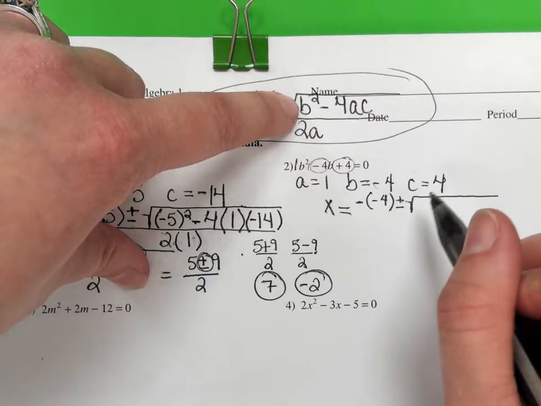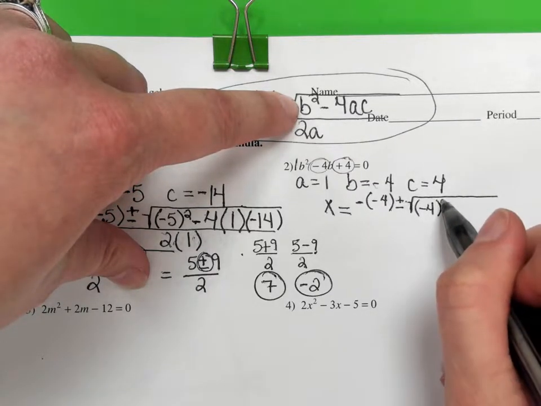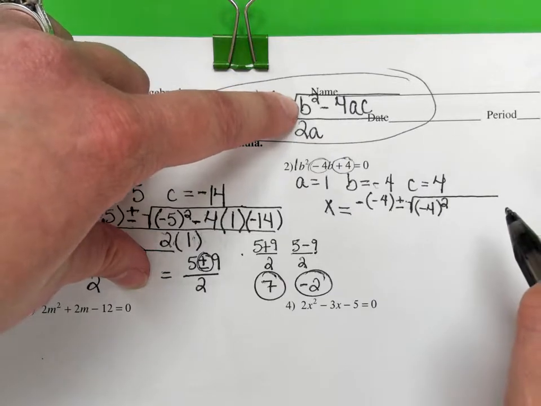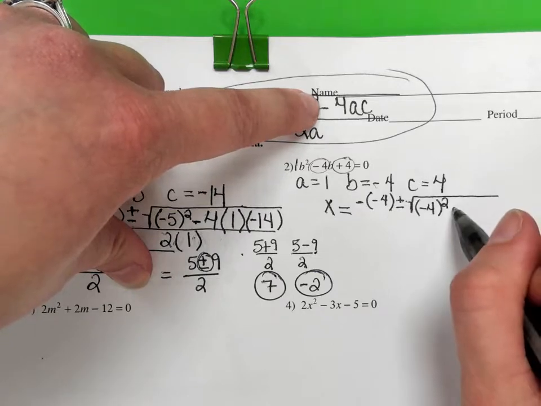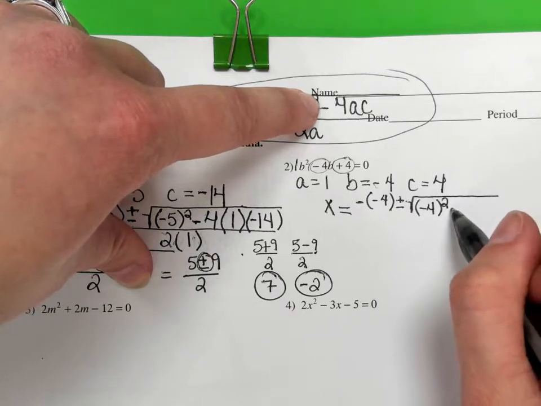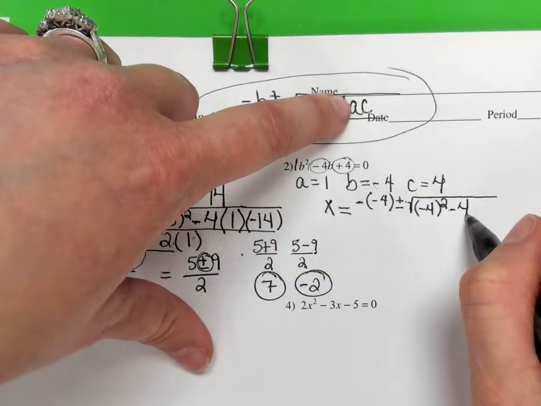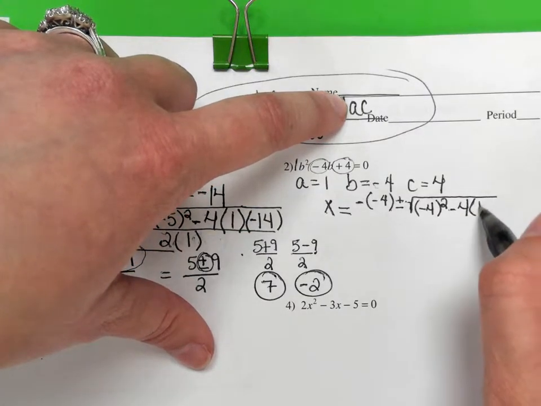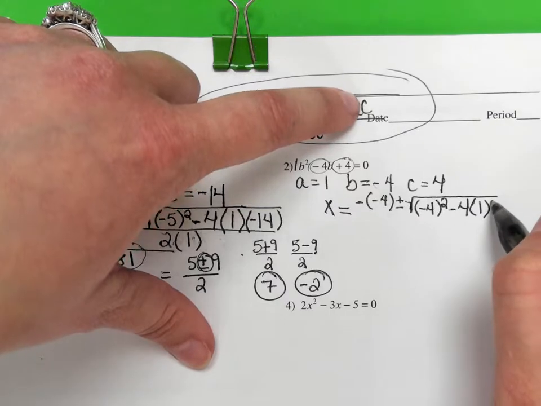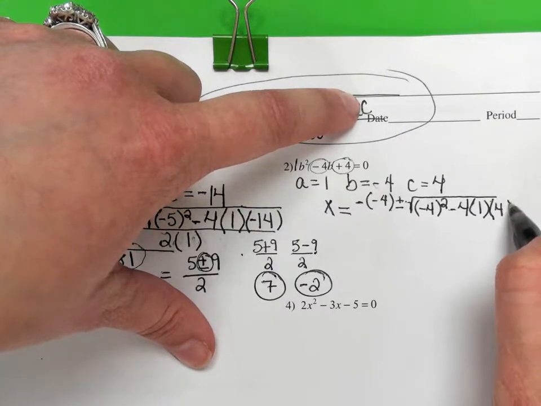Alright, what's B? Negative 4. What do I have to use around it? There you go. What comes after that? C. No. Negative 4. Subtract 4. Yep. And what's A? 1. What comes after that? C. And what's C? 4.